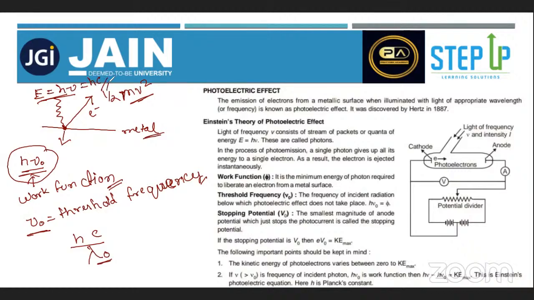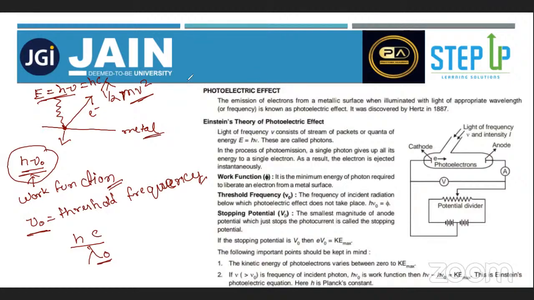So basically what I'm saying is, if there is a photon with an energy h nu, there will be ejection only if it crosses the value h nu naught. That is the minimum work function, and it is different for different materials.